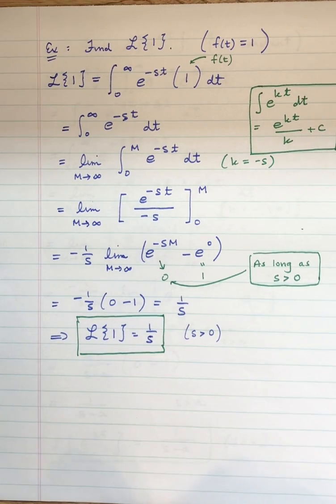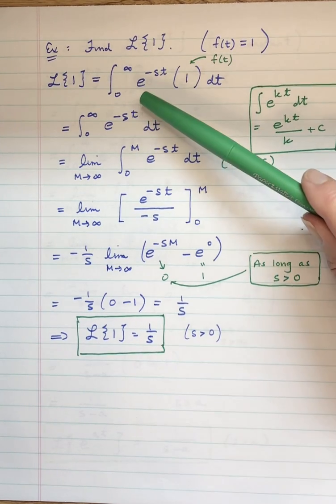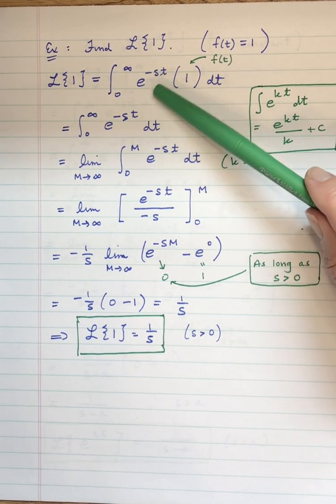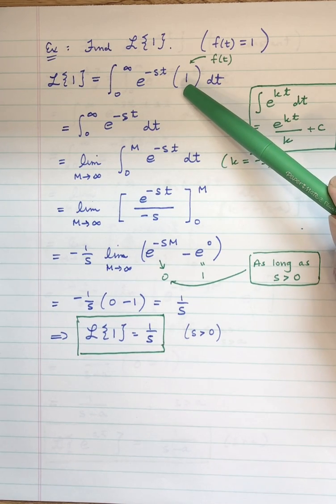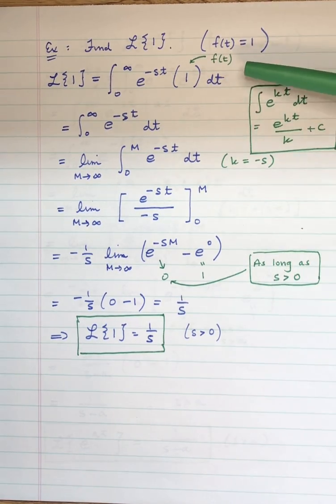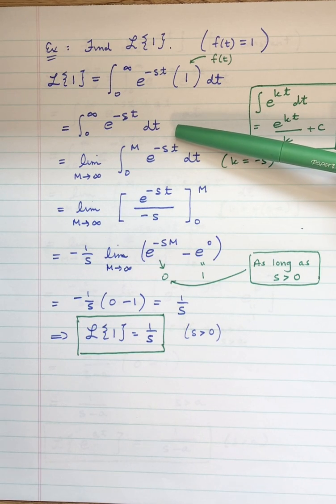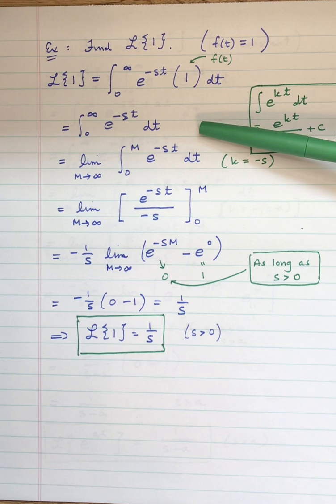So let's calculate the Laplace transform of a really simple function, f of t equals 1. So by the definition, the Laplace transform of the function 1 is this improper integral. By definition, you have the e to the minus st function there. F of t is 1. So we're just evaluating the improper integral of e to the minus st dt. And we're integrating with respect to t. So that s is like a constant.